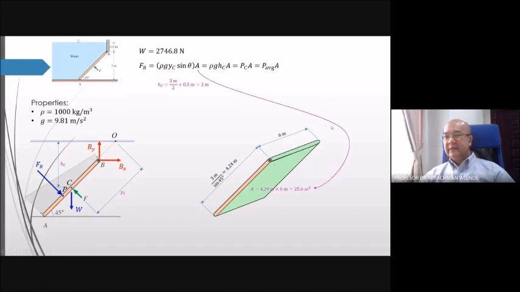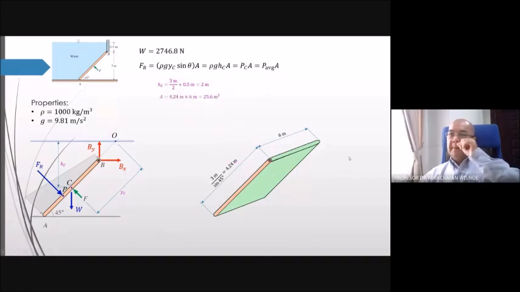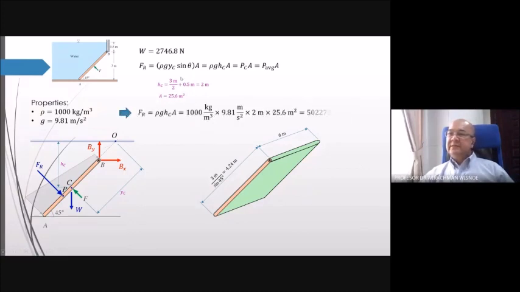Okay, having that, we can calculate the area. Area equals 25.6 square meters. So now, I think we have everything. We put everything inside this equation. We obtain the value of the resultant force, Fr, which equals 502.3 kilonewton. What we observe here is that this value is much bigger than the weight of the gate. This one is 502, this one is 2.7 kilonewton.